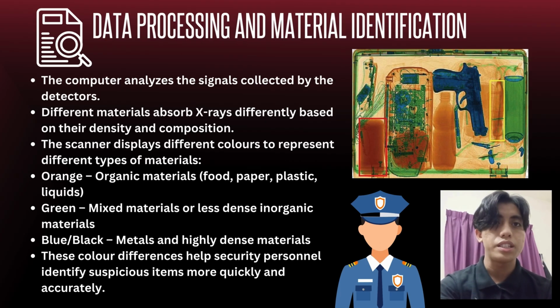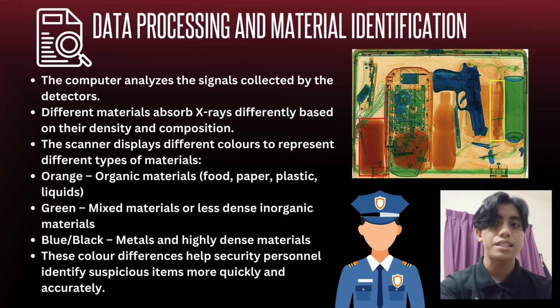After the image is generated, the scanner uses a color coding system to distinguish between different types of material. This helps security personnel identify items more easily and accurately. Organic materials such as food, paper, clothing, and plastic usually appear orange on the screen. Mixed materials and electronic devices, including power banks, chargers, cameras, and earphones, often appear green.